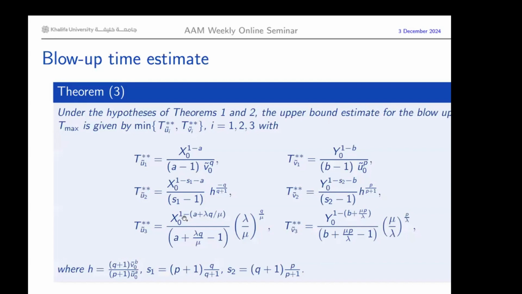So we know that the solution will blow up at a certain critical time Tmax. So we say that under the hypothesis of the previous theorems, the upper bound estimate for the blow up time Tmax is given by the minimum of the 6 quantities over here, which interestingly, or maybe not so interestingly, of all these 6 quantities, there is no alpha and beta appearing here.